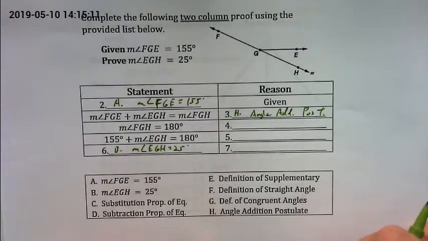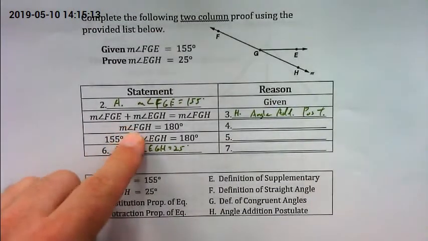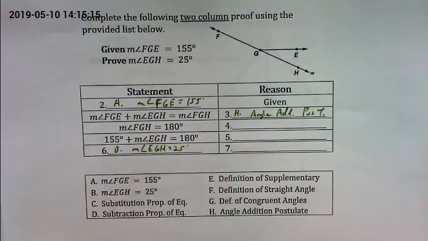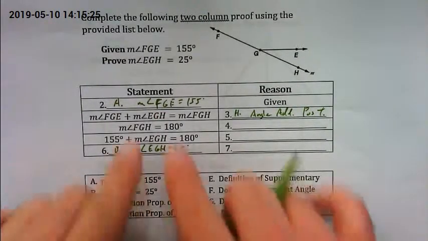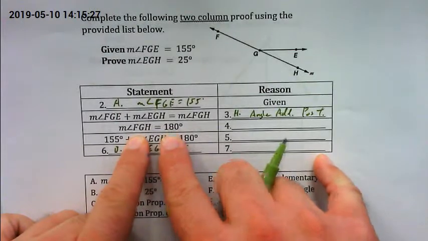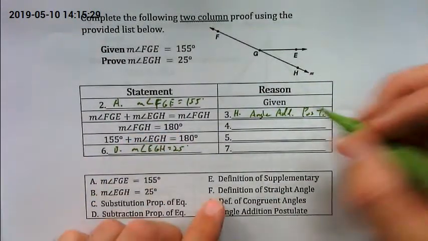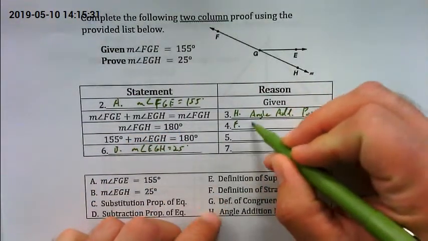Next is definition of supplementary. Is it? No, straight angle. It's a straight angle. So again, difference between definition of supplementary and straight angle: straight angle, you're only talking about one angle. Definition of supplementary, you'd be talking about two angles. So here, this is only talking about one angle. This is the definition of a straight angle. The next one, C.